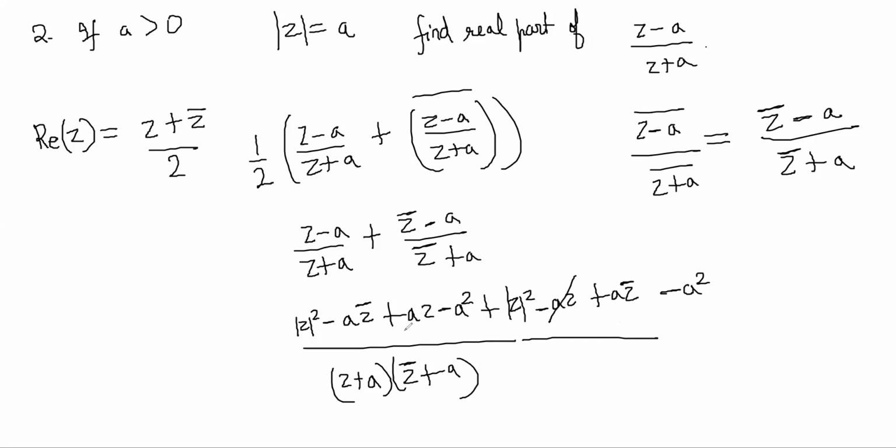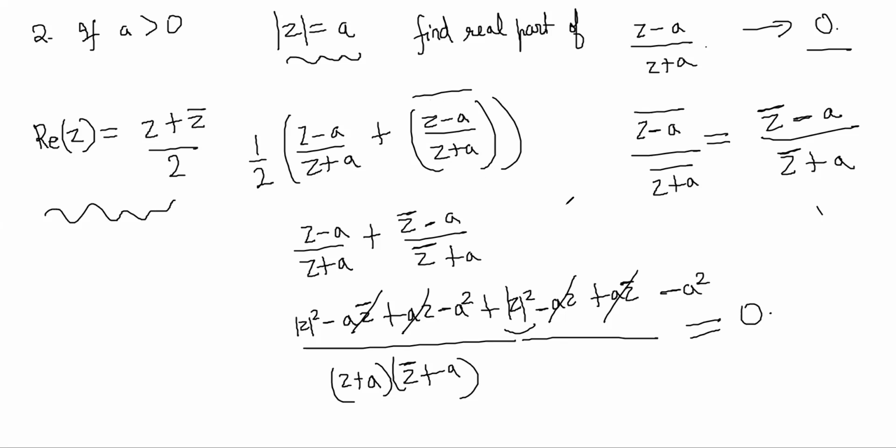So the a z terms cancel. On top, you are getting 2|z|² minus 2a². But |z| is a, so 2a² minus 2a², which is 0. So the real part of this is 0.